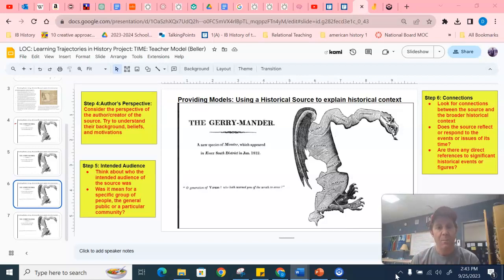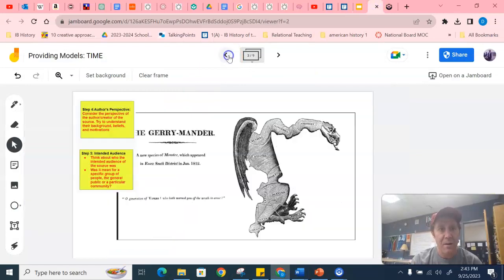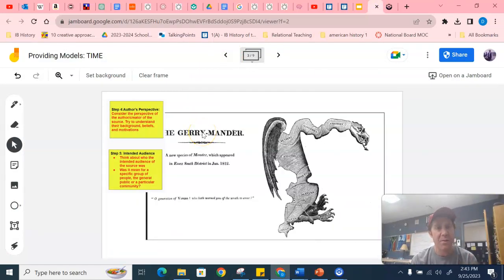All right, so when we're looking at step 4 here, author's perspective. Consider the perspective of the author or the creator of the source. Try to understand their backgrounds, beliefs, and motivations. So, do we know anything about the author? Why did they write it? In this case, why did they draw the political cartoon? Do we know anything about what they believed?